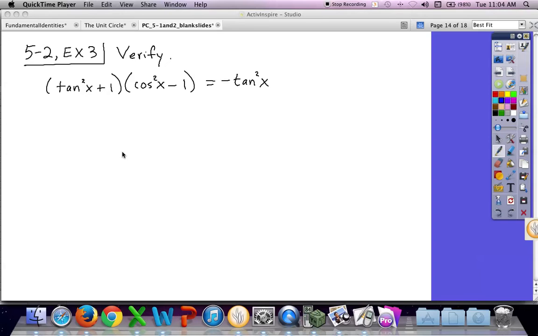So what's the substitution for tan squared plus 1? Secant squared. So just substitute secant squared x. And what will be the substitution for cosine squared minus 1?